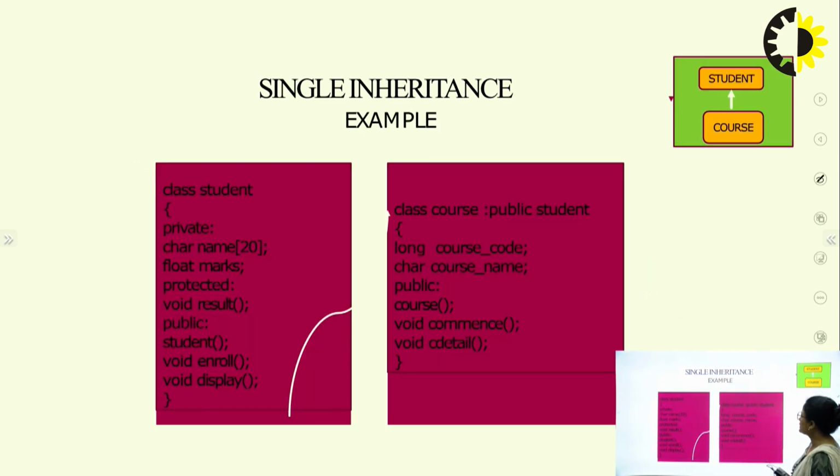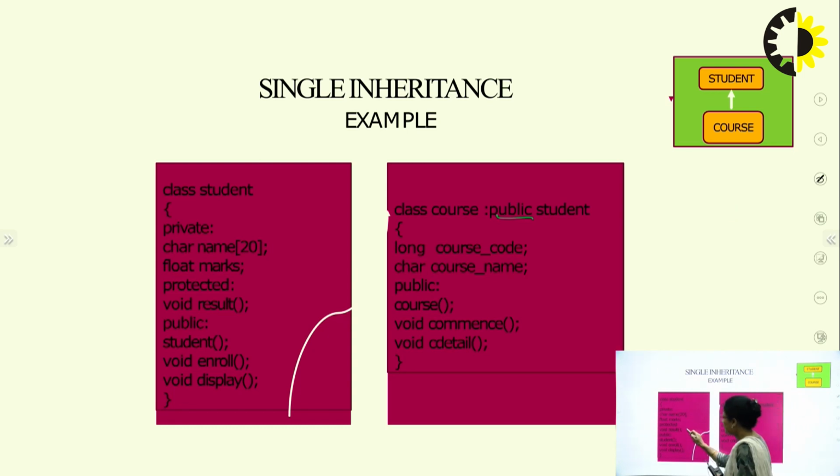Here, if you look at this single level inheritance, we have a student class as the base class, we have a course class as a derived class which is inheriting from student, and the inheritance is public. These are the extra features or extra characteristics of the derived class, and these are the members of the base class which will automatically come to the derived class.